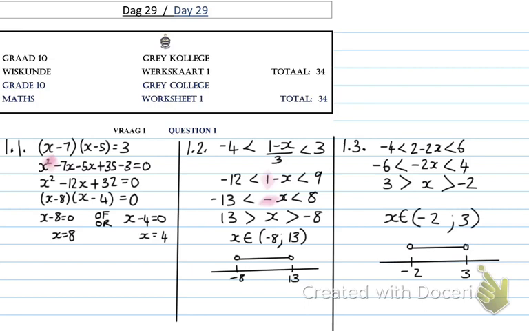Alright, now number 1.4. Number 1.4 is (x - 2)(2x + 1) is equal to x plus 4. First I'm going to multiply that out by using the FOIL rule. So it's going to be x times 2x is 2x squared. x times 1 is x. Negative 2 times 2x is negative 4x. And negative 2 times 1 is negative 2.